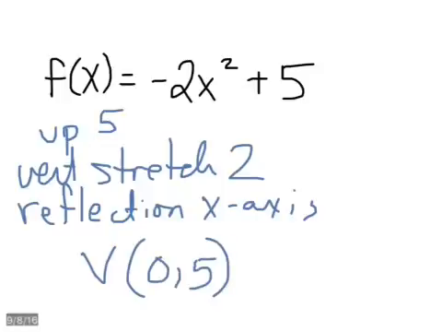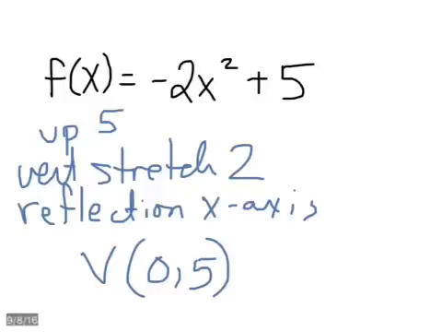I label vertex by putting a capital V next to that point. That's how I usually do it. Okay? So we did not go left or right any. That would affect the x coordinate. We went up, so that affected the y coordinate. Does that make sense?